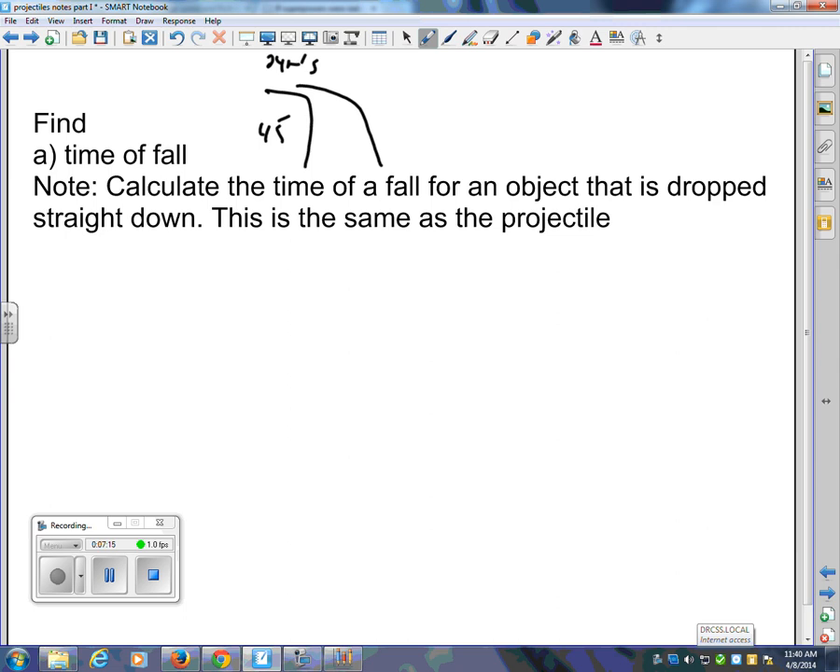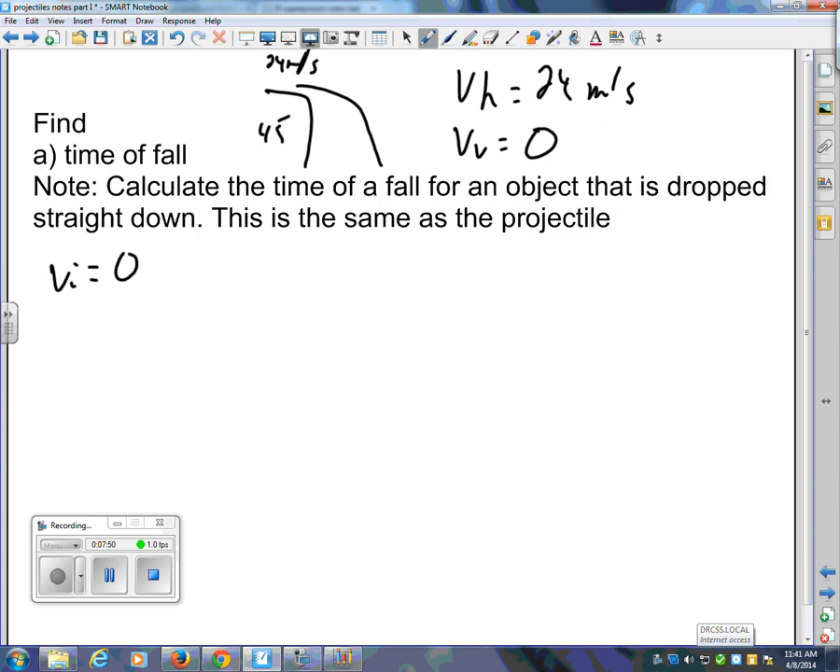Does it matter that he's traveling 24 meters per second sideways? No, it does not. Why not? Because they're two independent. Exactly. The horizontal component of the velocity is 24. And what's the initial vertical component? 0. Big fat 0. We are only asking for the time of fall, so we're talking about the vertical velocity. My initial velocity vertically is 0.